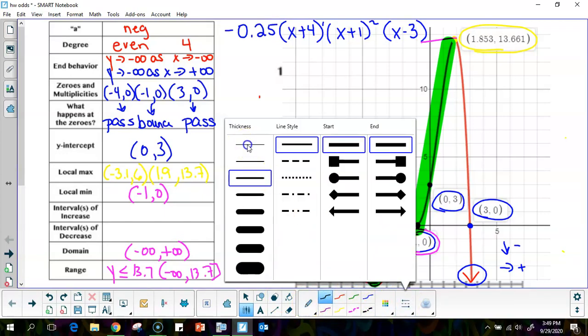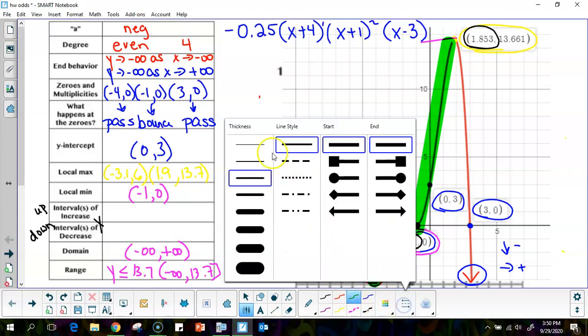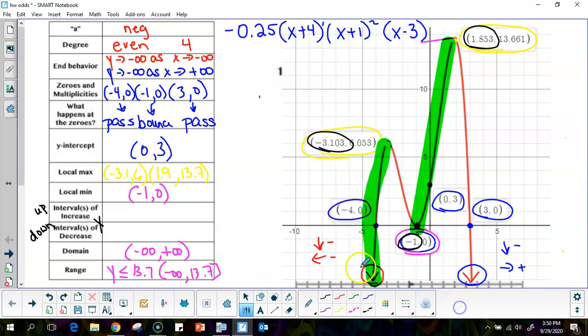So intervals of increase and decrease. Intervals of increase is uphill. Intervals of decrease, downhill. And we did these before. And we're looking for x values only. So I'm looking at this right here, that right there, this one, and then these are going to be infinity right here. So my first green interval of increase starts at -infinity. Green. -infinity. And it stops up here at -3.1.